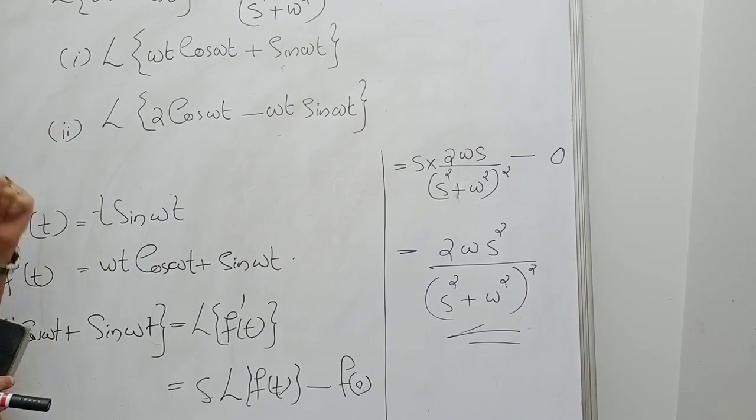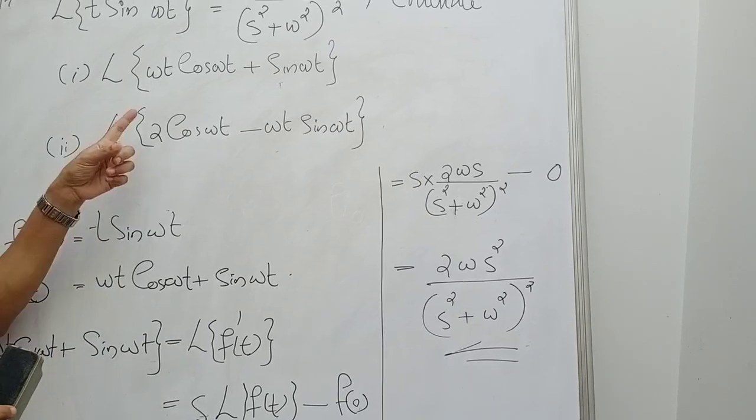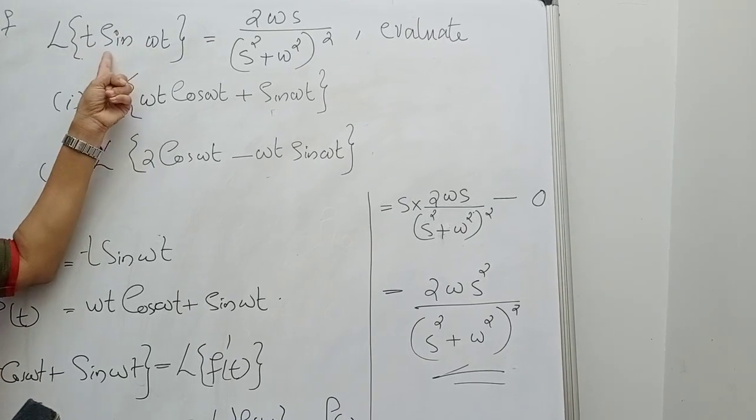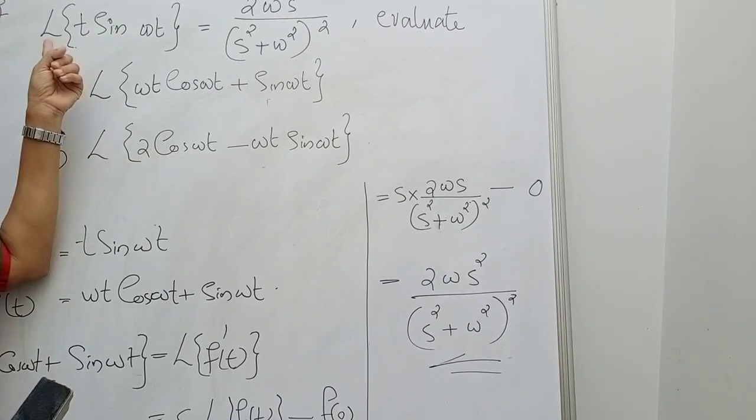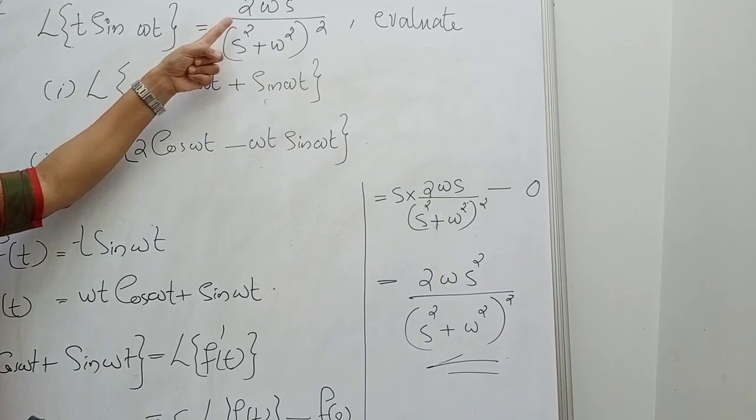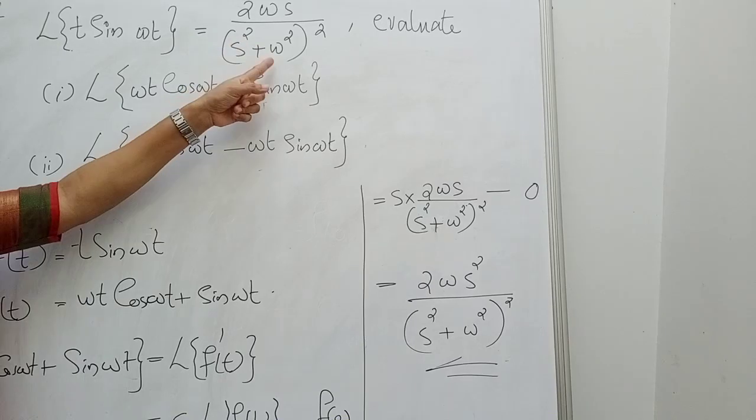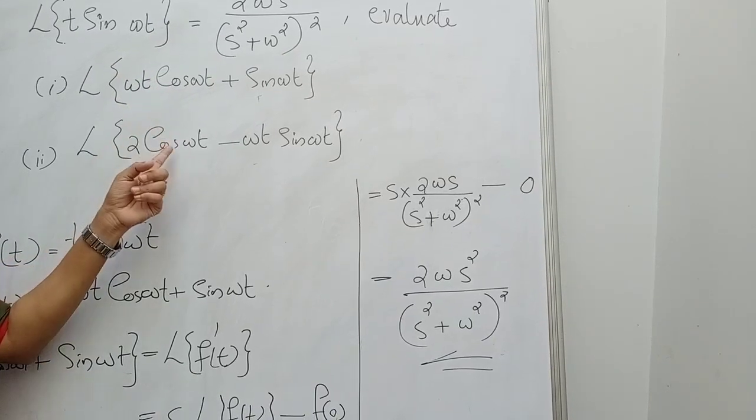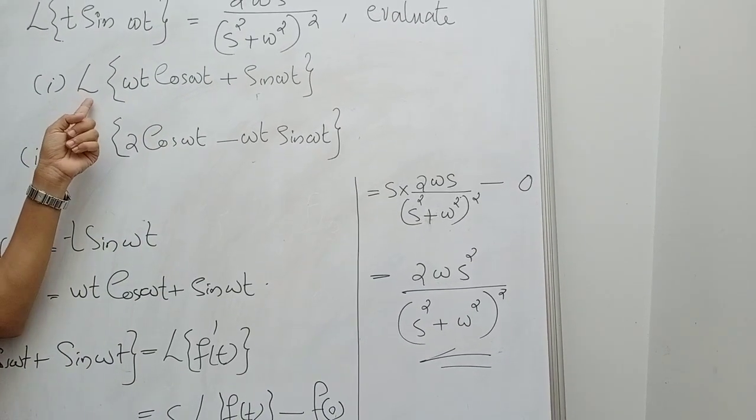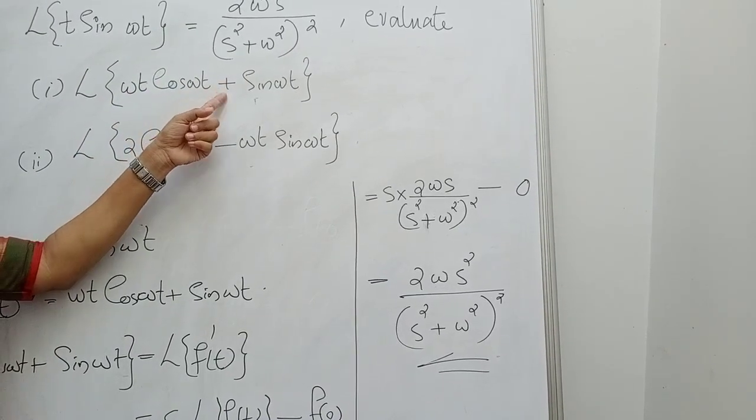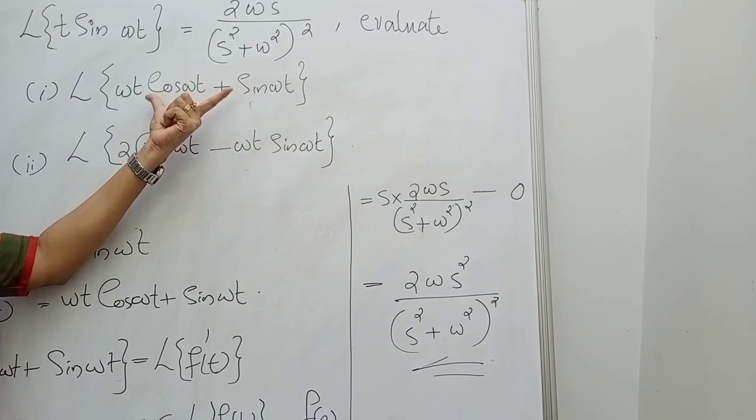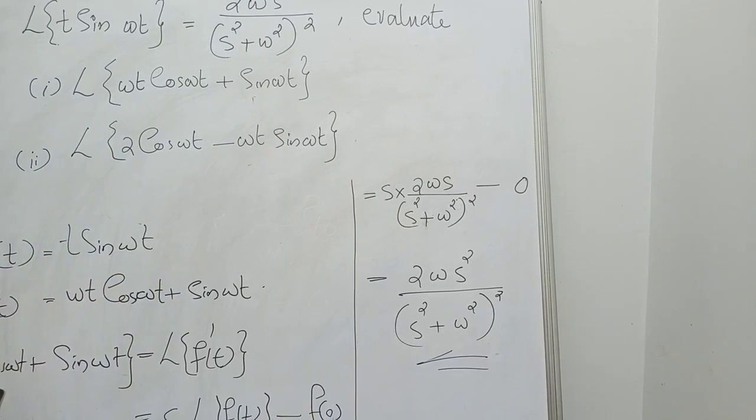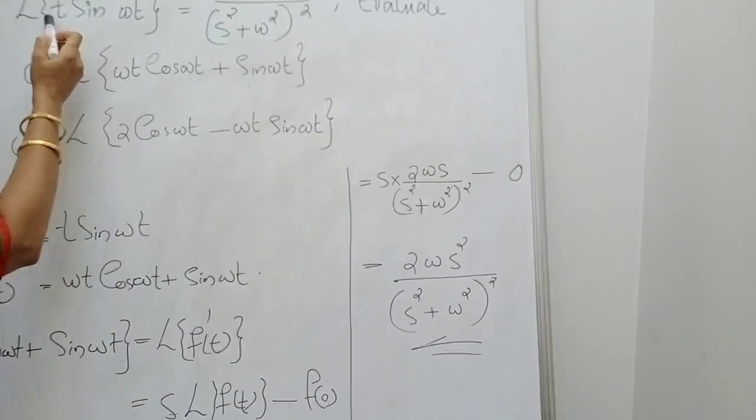Now let us check how to evaluate these types of questions. So here you have to use the given condition. The given condition is L of t sin omega t. For t sin omega t, its Laplace transform is given as 2 omega s divided by s square plus omega square the whole square. Okay. Now we want to prove these two results. Here, the first question is L of omega t cos omega t plus sin omega t. See, we are naming this function as some f of t.